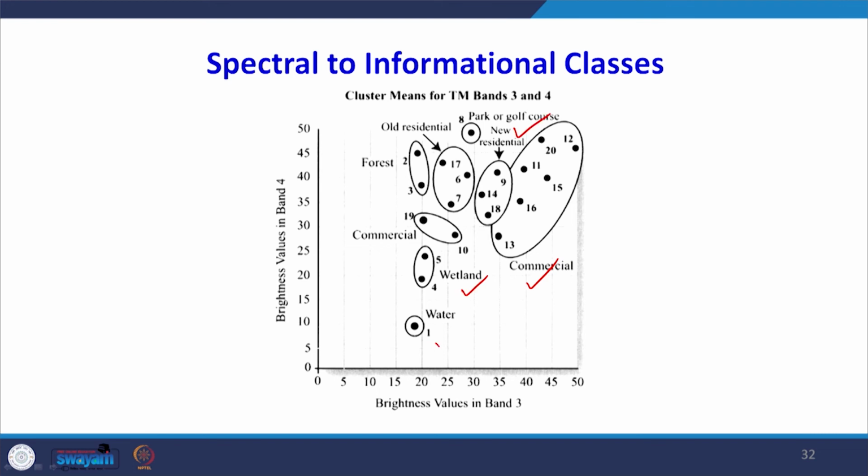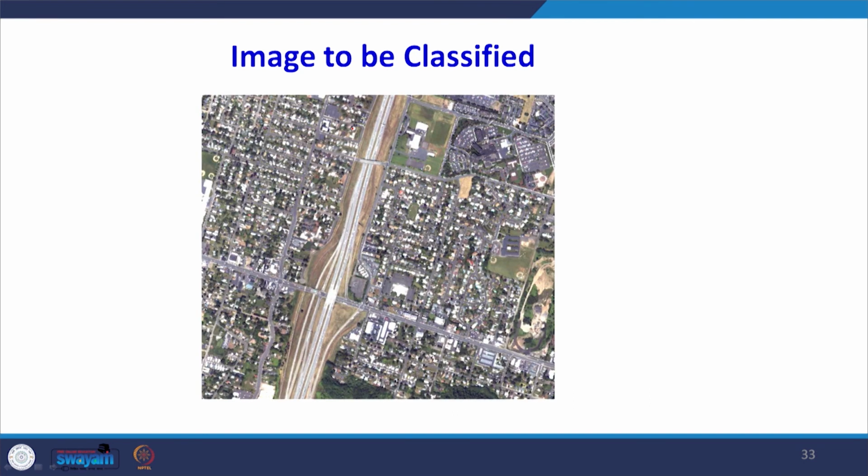and there is some overlap also in the new residential area and the commercial area. But as far as the others are concerned, you can see very well water, wetland, commercial land, forest land, and the old residential land, they are making very distinct kind of clusters together. So one can name actually those clusters on the basis of the information classes. Now this is the example here where we have image which is to be classified using supervised classification approach.